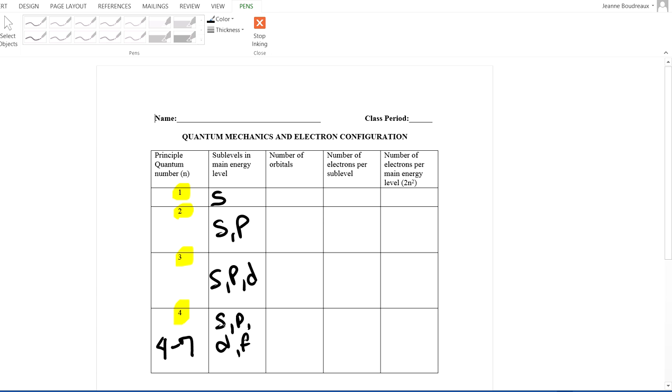From there, you can go ahead and fill in the number of orbitals. That's going to be the orientations, and then the number of electrons per sublevel, and then try to figure out the number of electrons per main energy level. Once you are done with that, you can go ahead and submit that to Moodle.